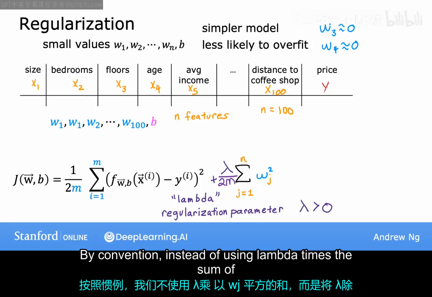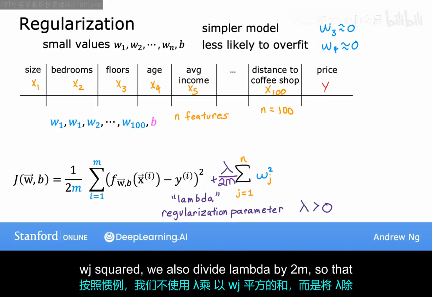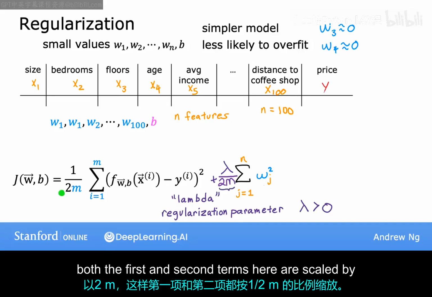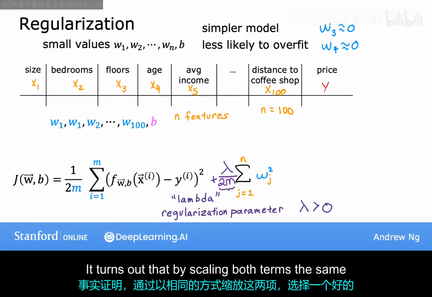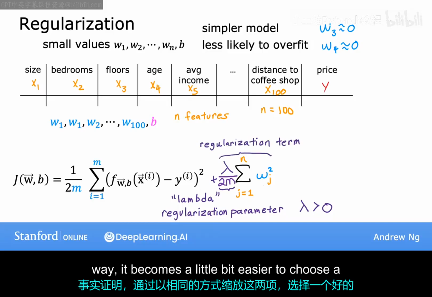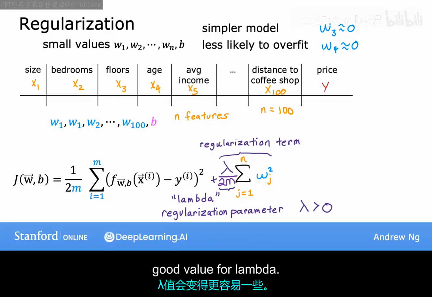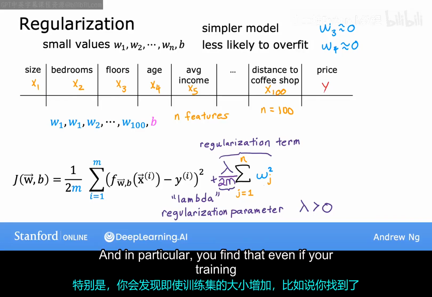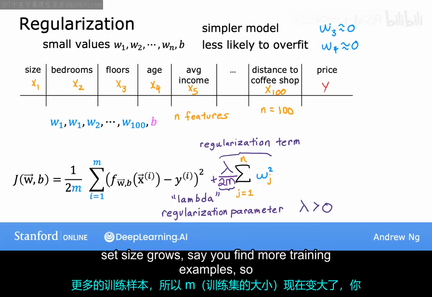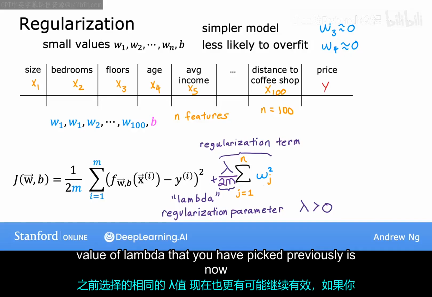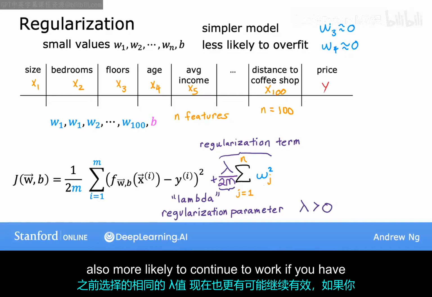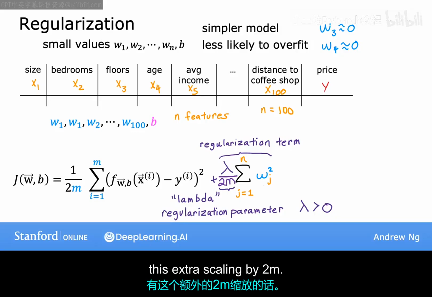By convention, instead of using lambda times the sum of wj squared, we also divide lambda by 2m, so that both the first and second terms here are scaled by 1 over 2m. It turns out that by scaling both terms the same way, it becomes a little bit easier to choose a good value for lambda. And in particular, you find that even if your training set size grows, say you find more training examples, so m, the training set size, is now bigger, the same value of lambda that you had picked previously is now also more likely to continue to work if you have this extra scaling by 2m.